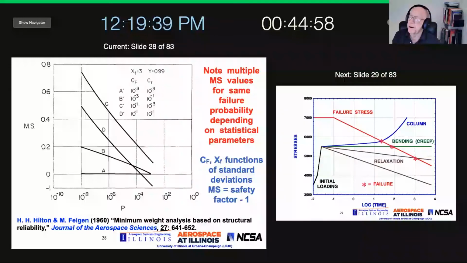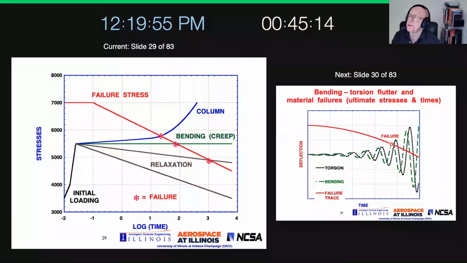This is a log scale down here. These aren't obviously the real numbers. And that's so basically you have to give up margin of safety when you talk probability of failure. The kinds of failure that you can encounter is here's the failure envelope. You have a column, you have bending, and you have relaxation. Now it looks like this curve is getting away from the red one. Not so, look at the scale over here. They're gonna meet somewhere out here. So failure is inevitable if you wait long enough, but it may be 100 years.